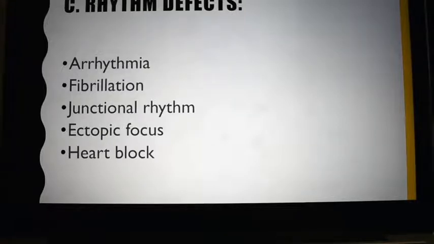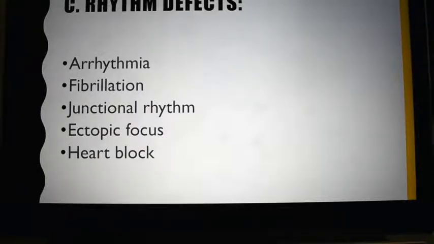Junctional rhythm is when the sinoatrial node fails. So that's the pacemaker. The pace is set by the AV node, and the AV node is a lot slower than the SA node, so your body is not pumping blood as fast as it can to fuel your whole body.